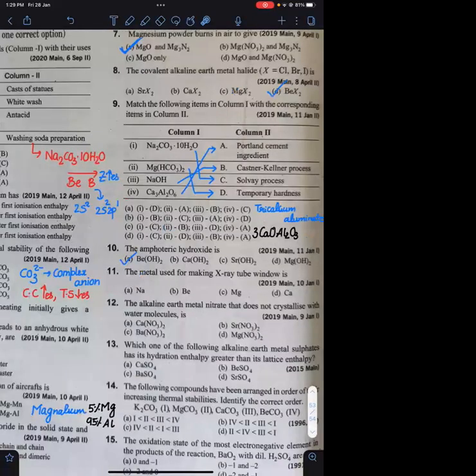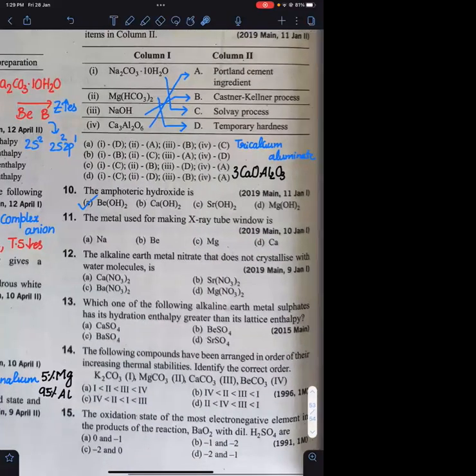11th question. The metal used for making X-ray tube window is? Answer. Anyone? Sir, D. D मतलब कैल्शियम. कैल्शियम के साथ एक्सरे ट्यूब इंस्ट्रूमेंट बनता है, वैसा लग रहा है तुम्हें? ओके, D for Delhi ना? हाँ सर. ओके, ऐसा क्यों लगा? कभी देखा क्या एक्सरे मशीन कैल्शियम के साथ बना हुआ दिखा क्या तुम्हें?